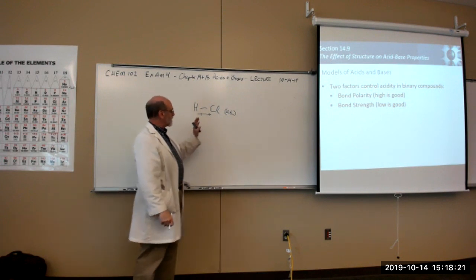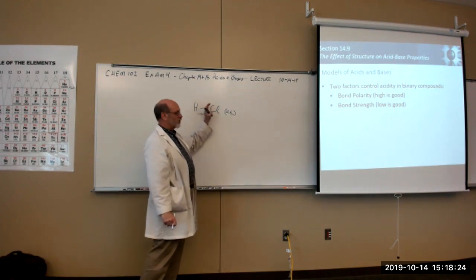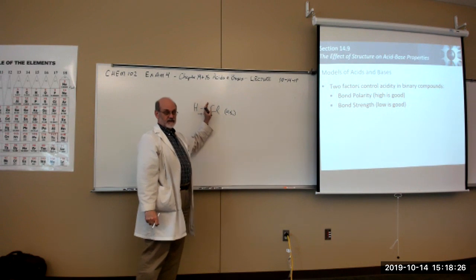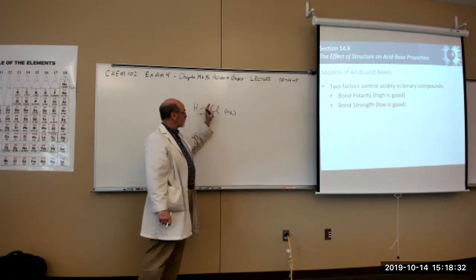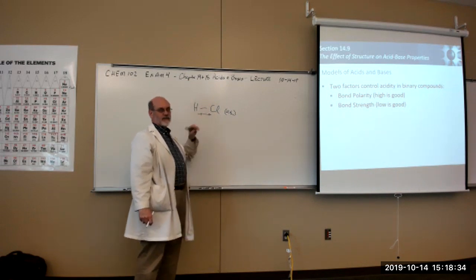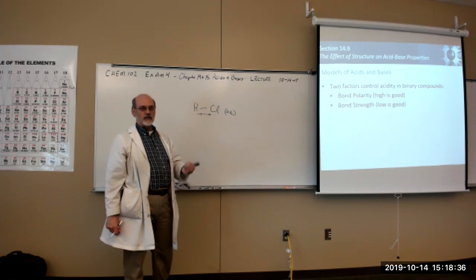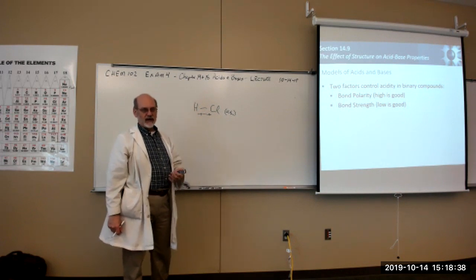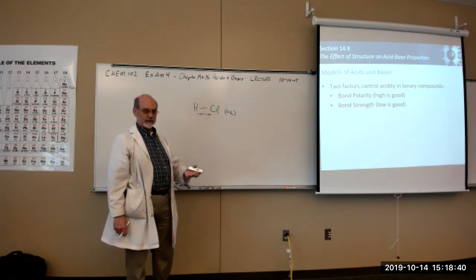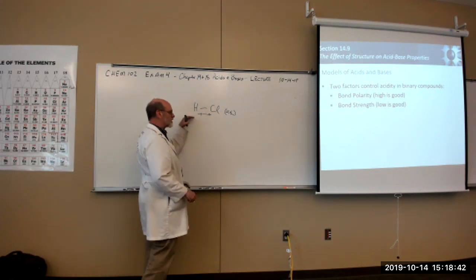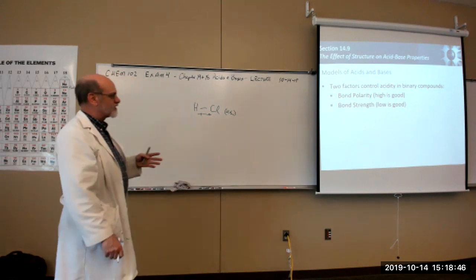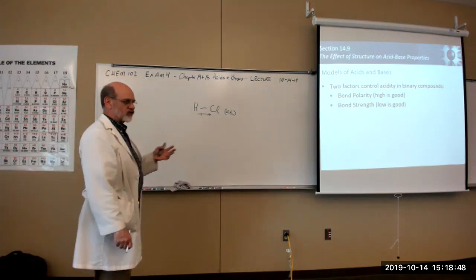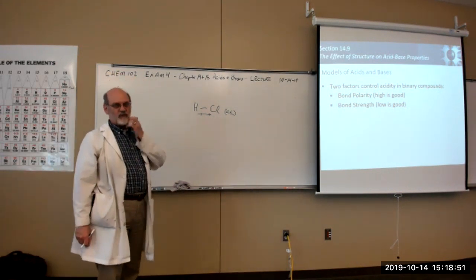Why? Because the electron density is further removed toward the electronegative anion. Right? So if we move electron density this way, that makes this more positive and makes it easier to be removed by a water molecule and form a hydronium. So the higher the polarity of the bond, the more acidic. So for acids, high bond polarity is good for making stronger acids.